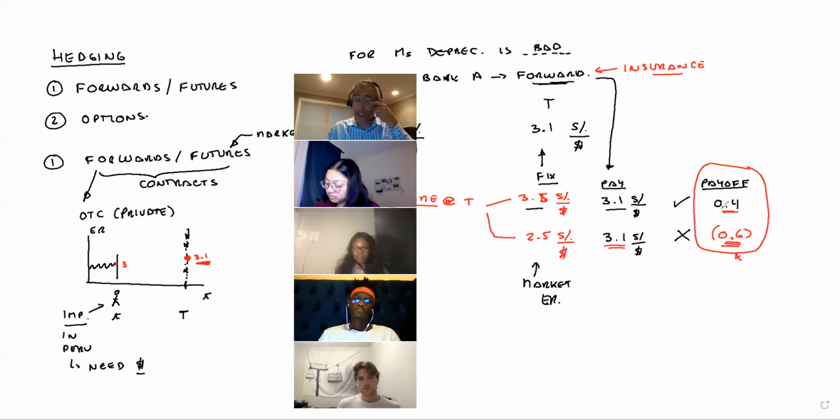So a forward, guys, is the same. It has the same structure as a future. The only difference is that futures are traded in markets, okay? And this puts a different dynamic on the model.